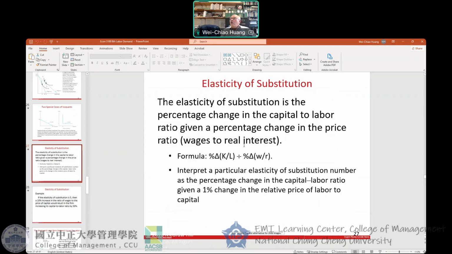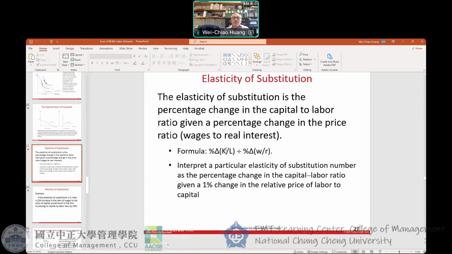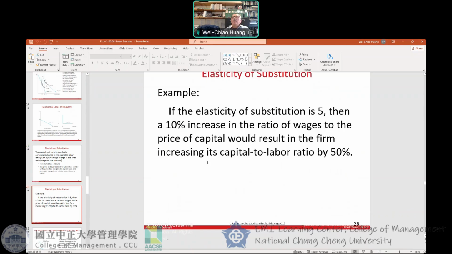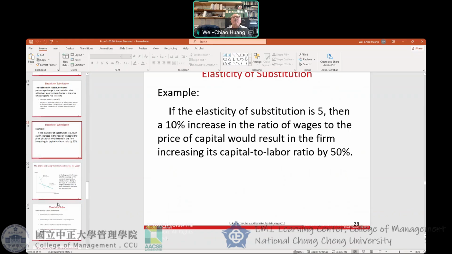If you read the book further, you're going to see discussion about the elasticity of substitution, which is in a way the precise estimation of the substitution effect. For example, if the elasticity of substitution is 5, then a 10% increase in the ratio of wages to the price of capital would result in the firm increasing its capital to labor ratio by 50%. That's the economic meaning of the elasticity of substitution being five.